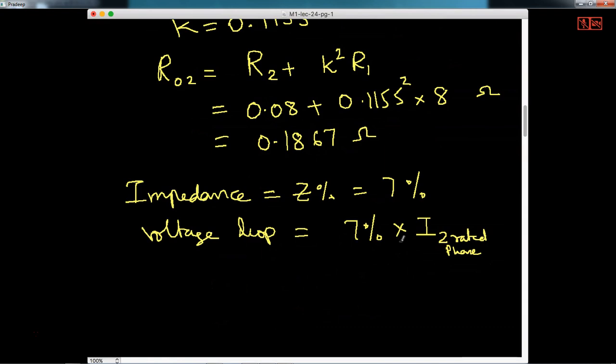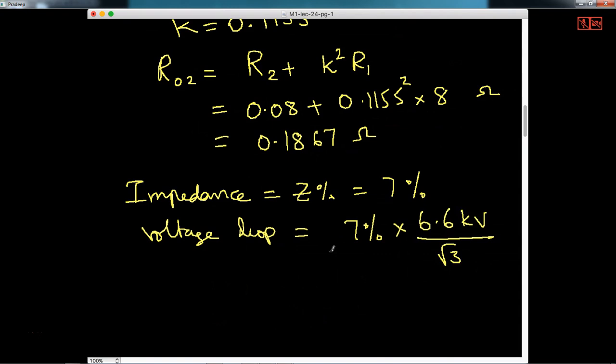Oh, by the way, I think here I made a mistake. See, 7% means whatever is the full load phase voltage, that is 6.6 kV by root 3 the phase voltage, 7% of that will be dropped. Already that is given to us. So what is 7% of 6.6 kV by root 3?